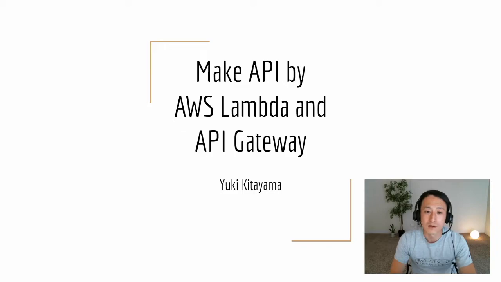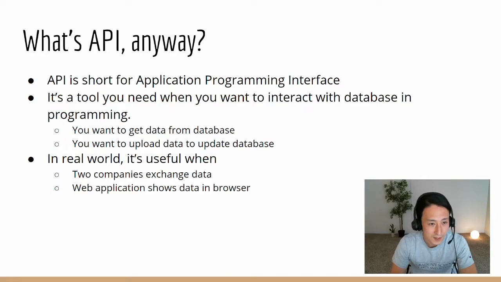So in this video, we are going to talk about how to make an API by using AWS Lambda and API Gateway. So the first question is, what's an API anyway? API is short for Application Programming Interface. It's a kind of tool that you need when you want to interact with the database in programming.